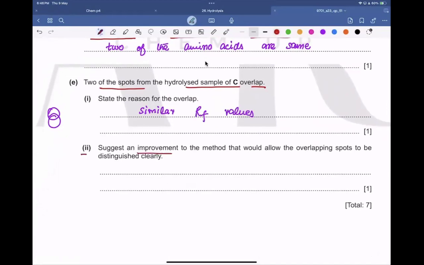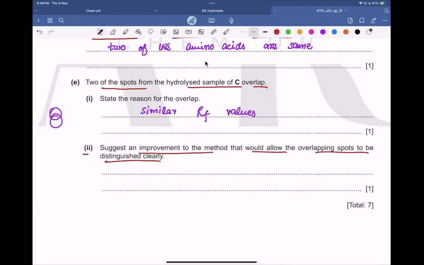Now, suggest an improvement to the method that would allow the overlapping spots to be distinguished clearly. So you can use a different solvent, because it's not necessary that every substance has almost the same solubility in each solvent. So in a different solvent, the two which are overlapping with each other must have different solubilities. Is this clear to all of you?